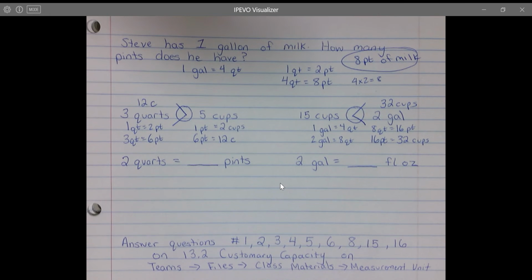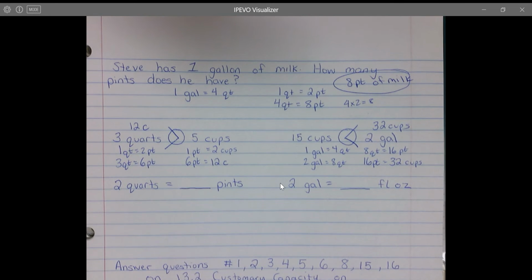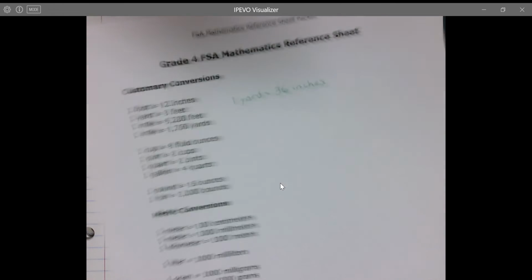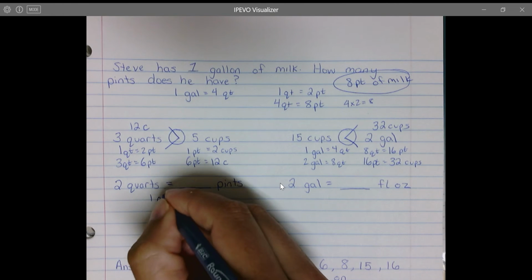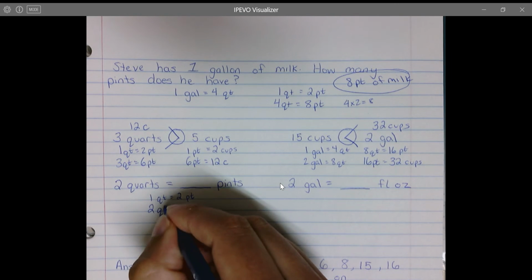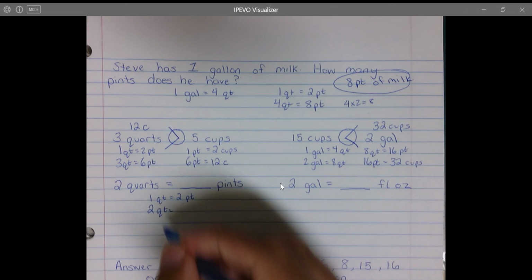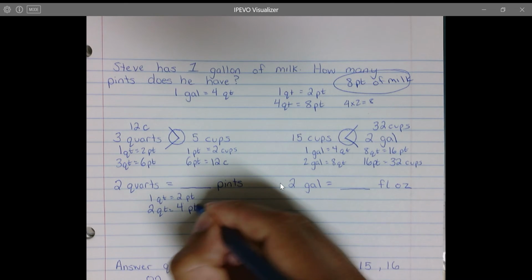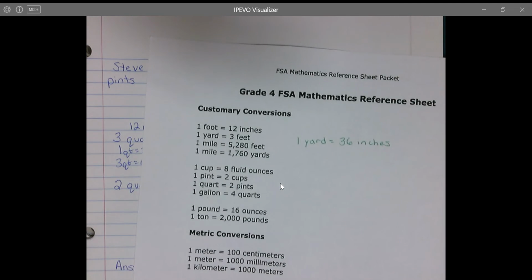All right, some more problems. I have 2 quarts, so many pints. Well, looking here, 1 quart equals 2 pints. So since I have 2 quarts, that's 2 groups of 2. 2 times 2 would give me 4 pints. That one was single step because we could just use this here.